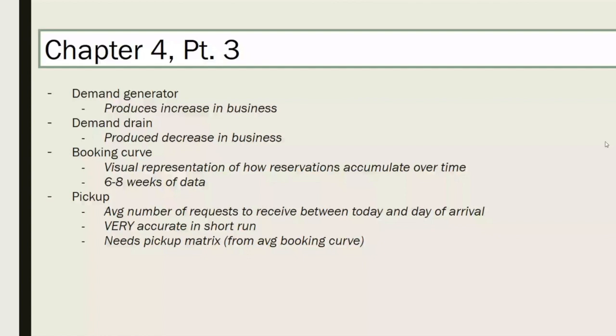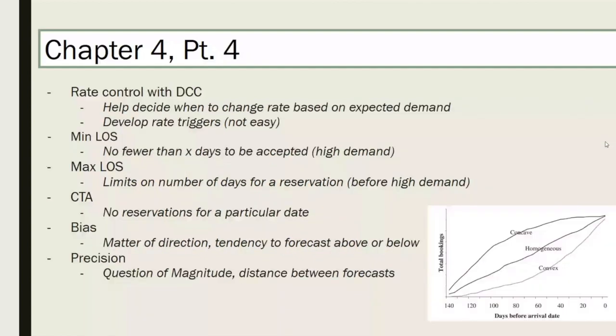All right, so we're now going to go on the demand control chart. So essentially, the demand control chart can help decide when to change rates based on expected demand. So again, rate control with demand control chart. You're looking at controlling the rates in function to demand. So you must calculate the forecast for each day and then look at the forecasted occupancy rate. Then you determine specific trigger points, and the trigger points are associated with room rates.